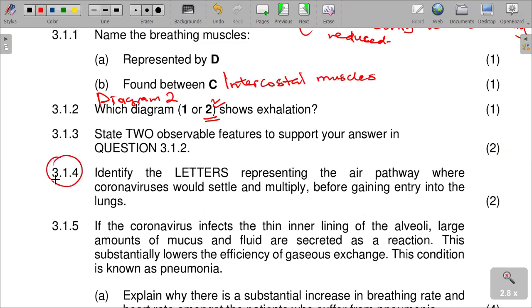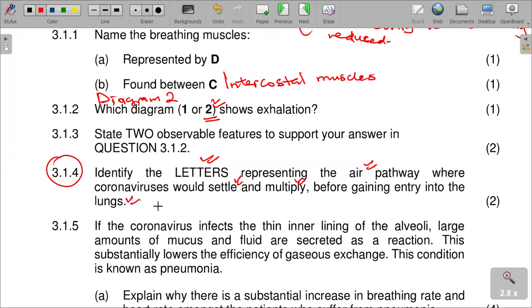3.1.4, identify the letters representing the air pathway where coronavirus would settle and multiply before gaining entry into the lungs.